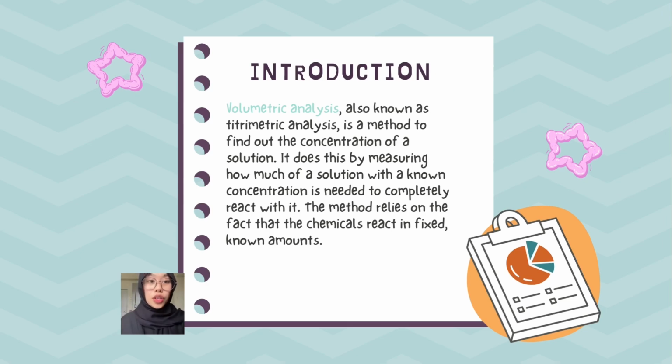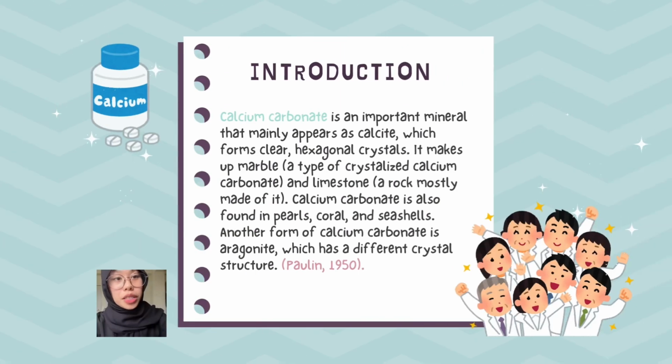What is a volumetric analysis? Volumetric analysis is a method used to determine the concentrations of a solution. How does it work? It works by measuring how much of a solution with a known concentration is needed to fully react with another solution. It relies on the principle that chemicals react in fixed proportions.